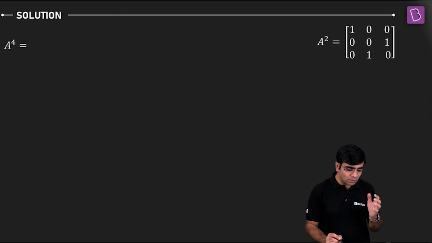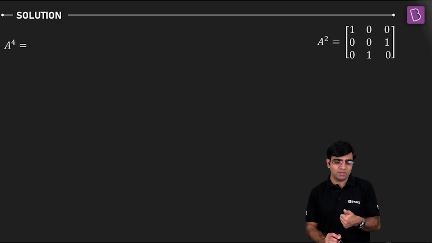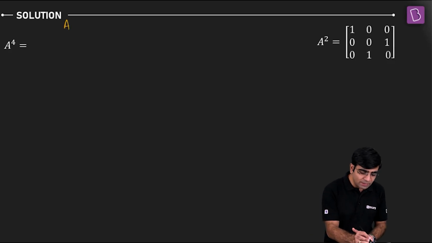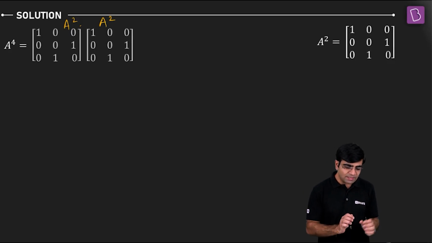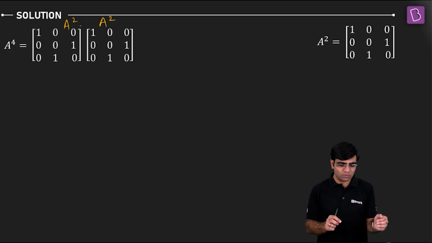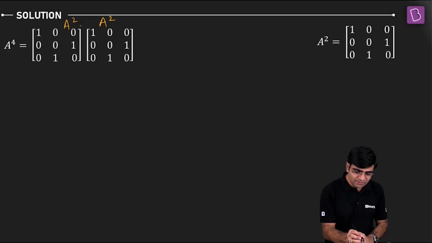So let's quickly understand how this A raised to 4 behaves. A raised to 4 is nothing but what? This is simply A square into A square. Right? So I can just plug in the values for A square and A square. So I have two matrices multiplied together. Perfect, I multiplied them. Let me quickly see how the multiplication behaves. So when I multiply them, what do I get?